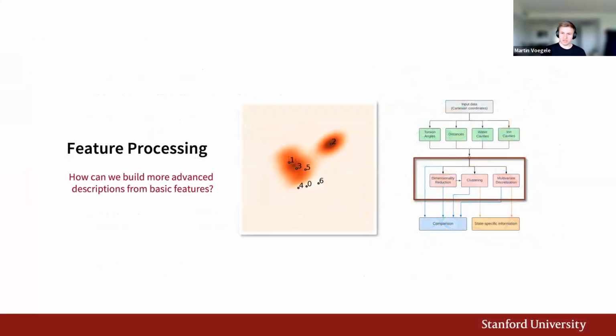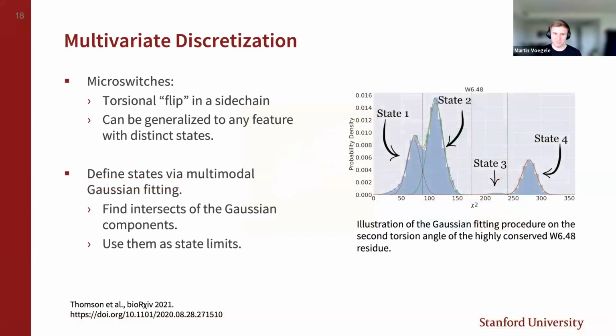Okay, so with this hopefully complete description of the protein, we can also build more advanced descriptions from these basic features. You might have heard of dimensionality reduction or clustering, discretization, and so on. So I'm going to go briefly through the methods that we have implemented in PENSA.